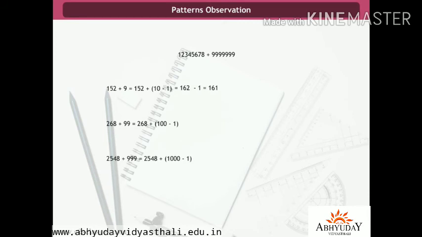Similarly, in the next expression, 268 plus 99, we have written 99 as 100 minus 1. Again, we first add 268 and 100, that is 368, and then subtract 1. We get 367 as the answer. In the same manner, we can get the value of the last expression.